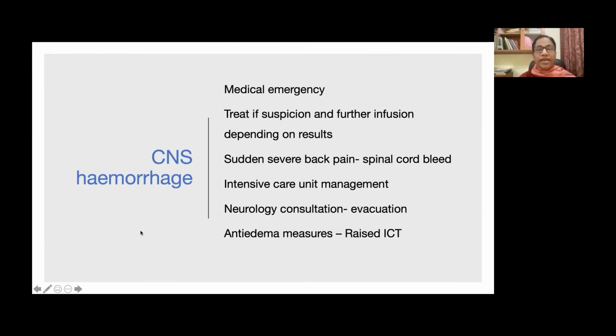And any CNS hemorrhage can occur at any site. It can be a spinal cord bleed, that is, the patient can present with backache or neck pain. So we have to suspect bleed, and the child may not have swelling during initial stages. Sometimes they may complain only of pain. So we have to investigate and treat properly.